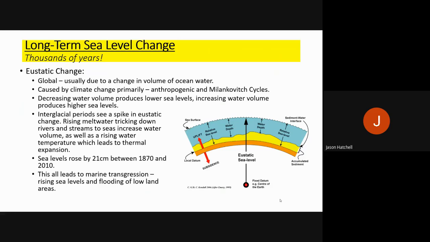In interglacial periods where ice is melting from glaciers, we get rising meltwater from ice into rivers and then into seas, which usually leads to a rise in sea level. So, for example, sea levels rose by 21 centimeters between 1870 and 2010, and we are in an interglacial period. So that's part of the reason. And all of this can lead to what's called marine transgression. Now, that simply means rising sea levels causing flooding of lowland areas by a coastline.